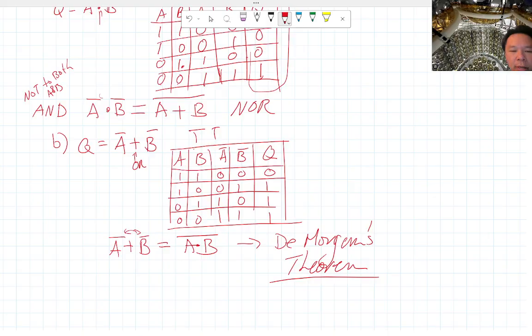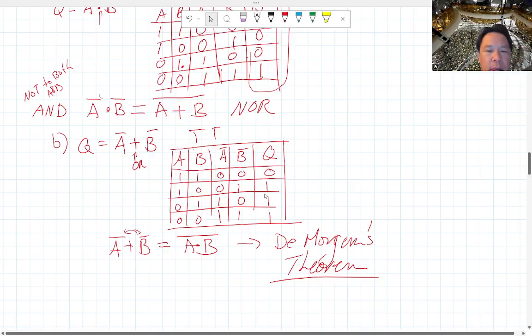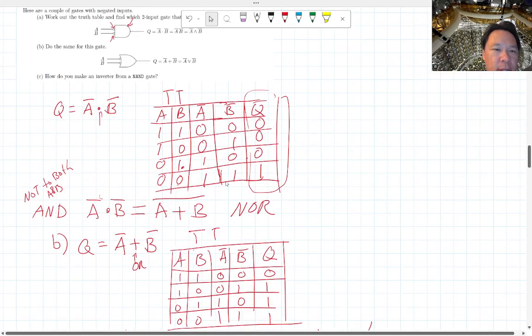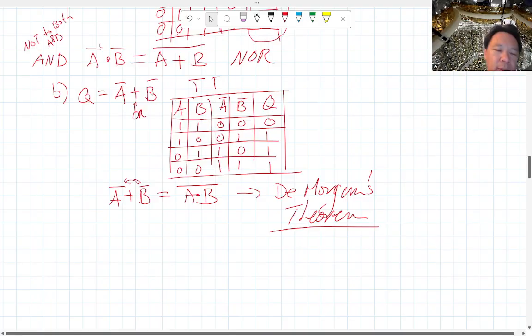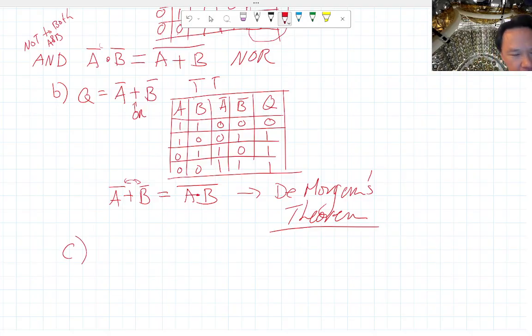And this is going to be true in general, for not just 2 input gates, but 3 or 4 input gates. Okay, well let's just do C, since sometimes this gets a little tricky. C is asking you to make a NOT gate out of a NAND. How do we do that?